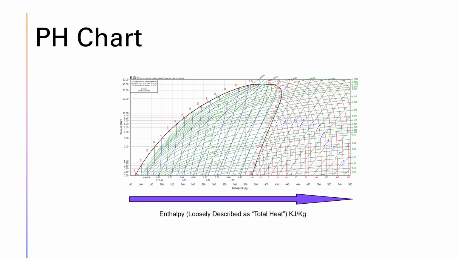At the bottom, on the scale on the bottom, we have the enthalpy, which is loosely described as total heat. That's the sum of your latent heat and your superheat. And on the left hand side we have pressure in bar A. Remember the difference between bar A and bar G.